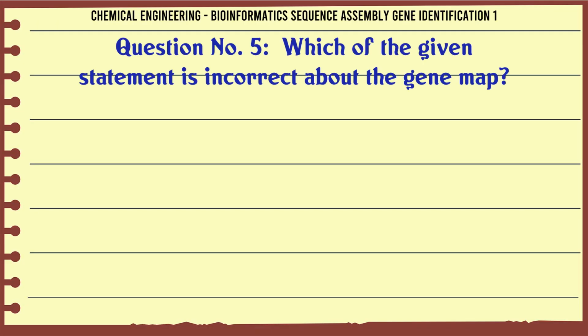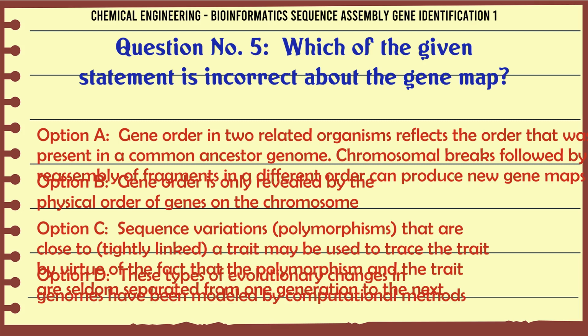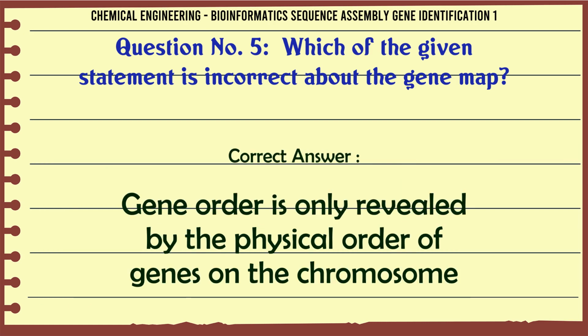Which of the given statements is incorrect about the gene map? A. Gene order in two related organisms reflects the order that was present in a common ancestor genome. Chromosomal breaks followed by reassembly of fragments in a different order can produce new gene maps. B. Gene order is only revealed by the physical order of genes on the chromosome. C. Sequence variations, polymorphisms that are close to or tightly linked to a trait, may be used to trace the trait by virtue of the fact that the polymorphism and the trait are seldom separated from one generation to the next. D. These types of evolutionary changes in genomes have been modeled by computational methods. The correct answer is gene order is only revealed by the physical order of genes on the chromosome.